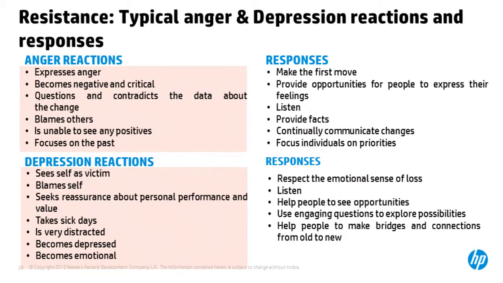Depending on the personalities and experience of the individuals, resistance can take the form of either depression or anger. Watch for these types of reactions. Expressing anger is easy to observe. However, some of the other reactions, such as questioning and contradicting the data about the change, are less easy to identify. Some people go through cycles of depression and anger.